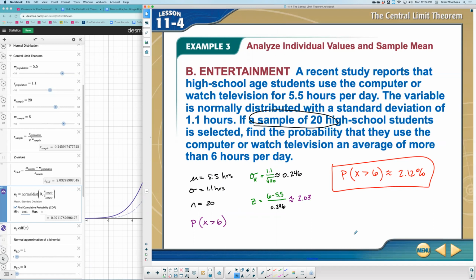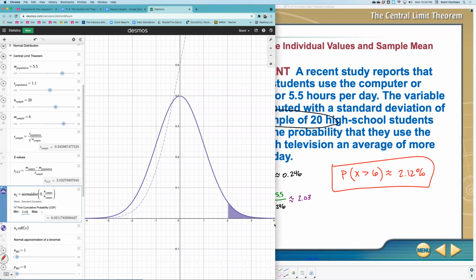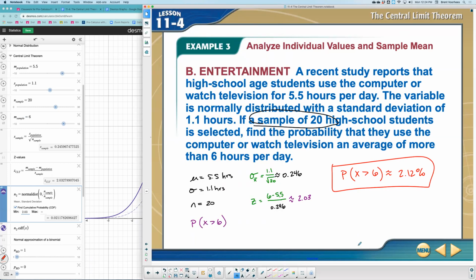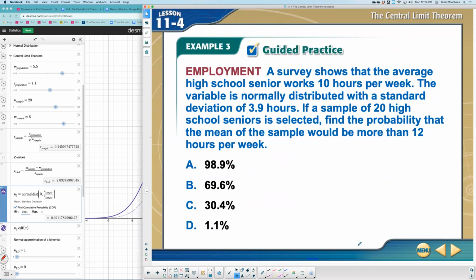So that's using the central limit theorem. Just saying, as any type of distribution has samples that are increasing, you can more and more use the normal distribution to solve for the probabilities here. This part is for the guided practice, the example 3 guided practice. I want you to work through this problem and see what you come up with.